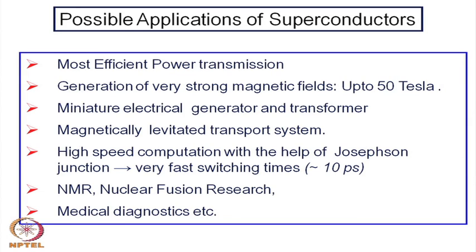One can transmit a huge amount of power through a superconducting cable, and also using such cables or wires one can make very high magnetic fields. Miniature electrical generators and transformers: most of these electromagnetic devices can be miniaturized, because you are talking about cables carrying very large currents and also high magnetic fields.